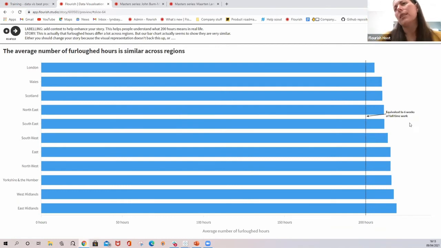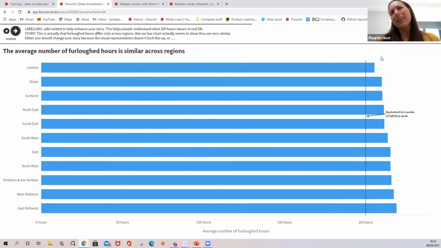So this is equivalent to 6 weeks of full-time work. And so all regions across the UK are having 200 hours on average of furloughed worker time. So that's just an example of where something like that can really help put things in context. So this title that we were speaking to, the average number of furlough hours is similar across regions. But actually, the original story for this chart was that the number of hours differed a lot across regions, so the complete opposite side of the story. And that was the story that the person wanted to tell.